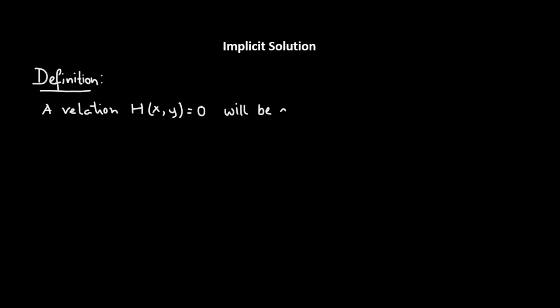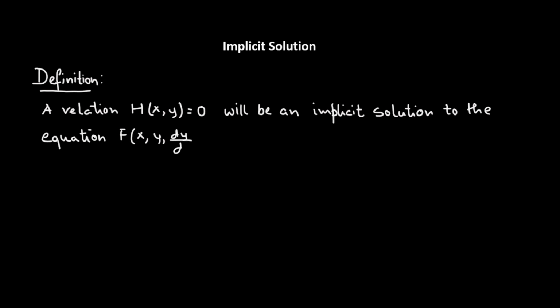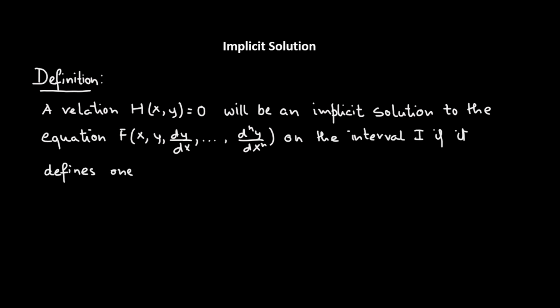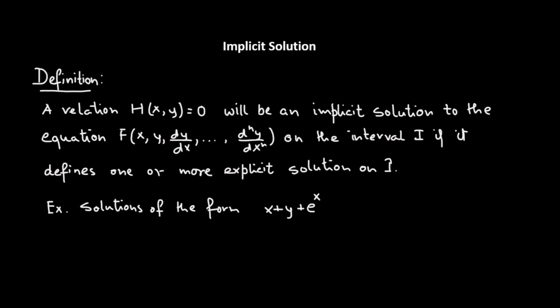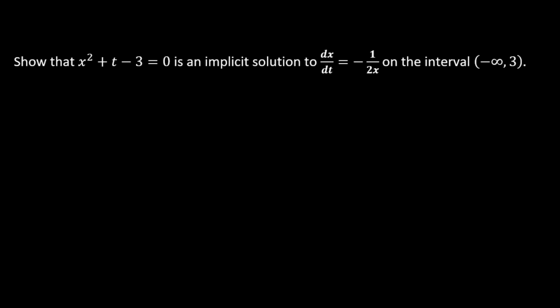Implicit solution. Definition: a relation h of x and y equals 0 will be an implicit solution to the equation f of x, y, derivative of y with respect to x, up to the nth derivative of y with respect to x on the interval I if it defines one or more explicit solutions on I. For example, solutions of the form x plus y plus e raised to the power of xy equals 0 are implicit solutions.